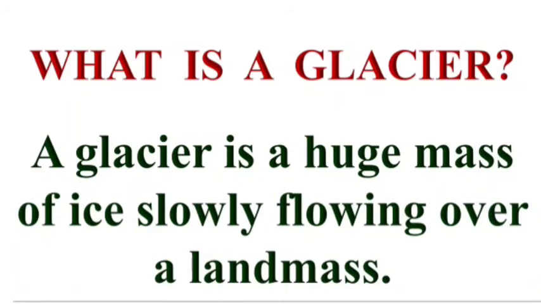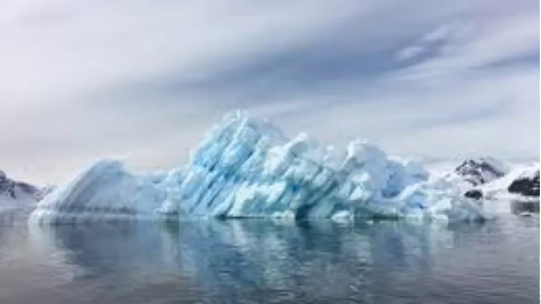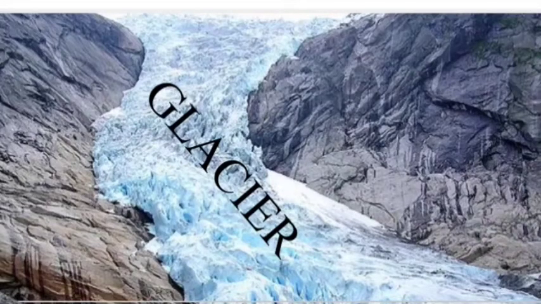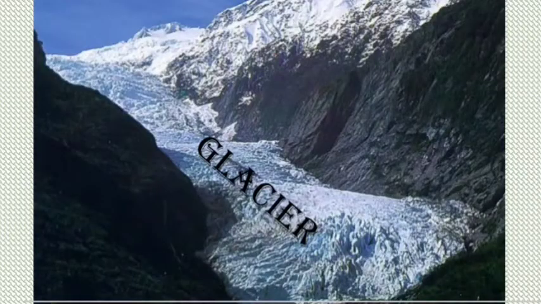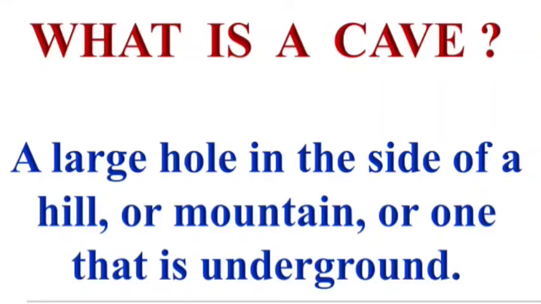The next one, what is a glacier? A glacier is a huge mass of ice slowly flowing over a landmass. You can see here some examples, pictures. What is a cave? A large hole in the side of a hill or mountain, or one that is underground. It's called a cave. See this?